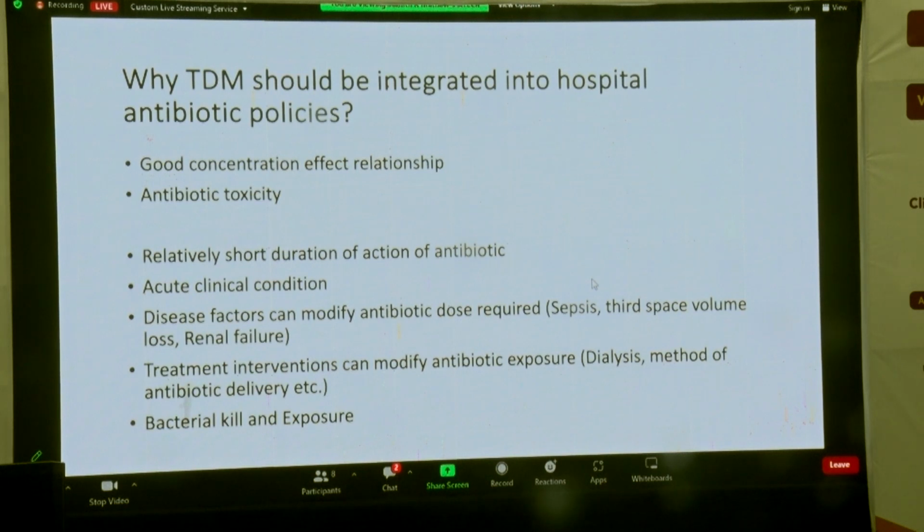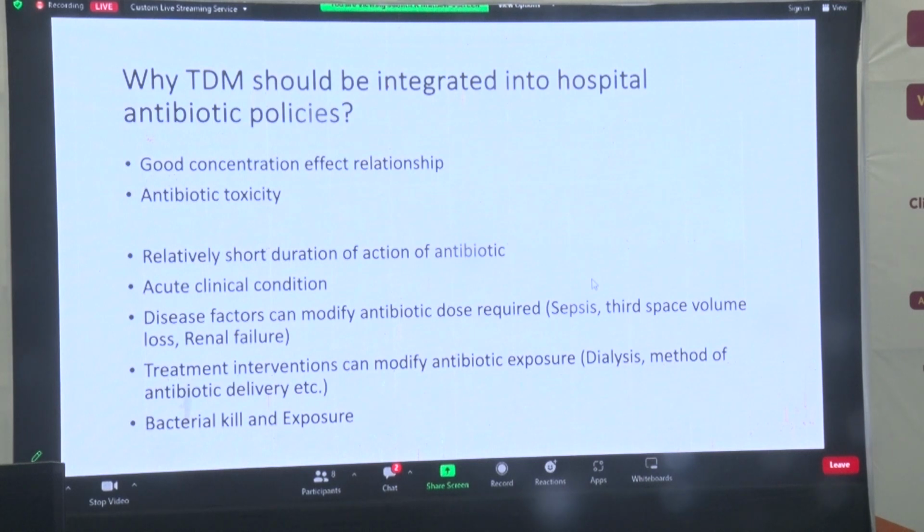So why should TDM be integrated into hospital antibiotic policies? One important reason is that the concentration-effect relationship is well established for most antibiotics, especially all beta-lactams, aminoglycosides, vancomycin glycopeptides, and even to a certain extent polymyxin antibiotics. You also know that some of these antibiotics are extremely toxic, and the duration of action of these antibiotics is relatively short. The patients present in acute conditions, and a lot of disease factors can modify the antibiotic dose required.